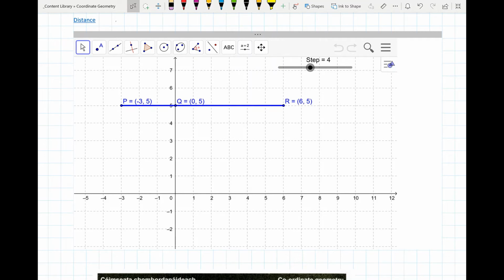P to Q to R. So what's the length of the line from P to R? This one will be 9 units, because it goes from -3 to 0, which is 3 units, and then from 0 up to 6. So that'll be another 6 units, so 9 altogether.